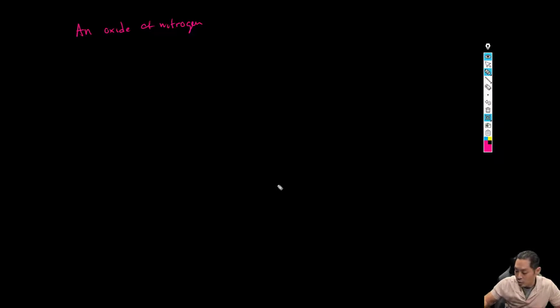All right, so on problem 1, we have the prompt: an oxide of nitrogen. That means you have both nitrogen and oxygen inside this compound, and the main goal is to figure out the Lewis structure. But first we need to know how many of each one we have. I just know it's N something O something, but we want to know how much.